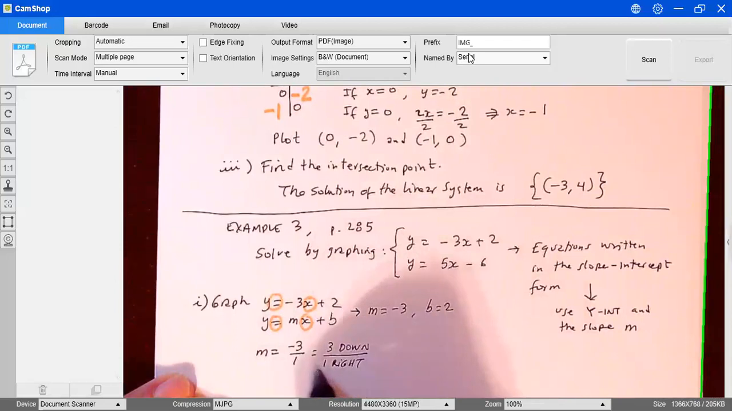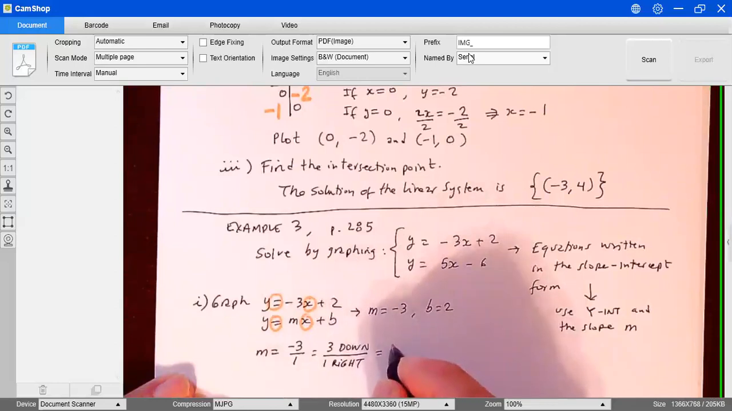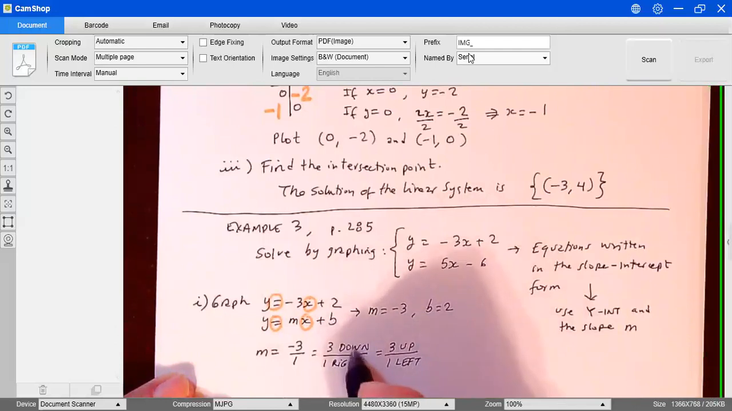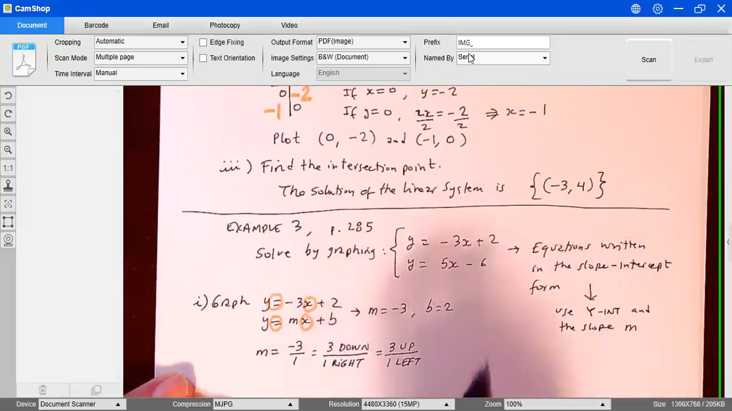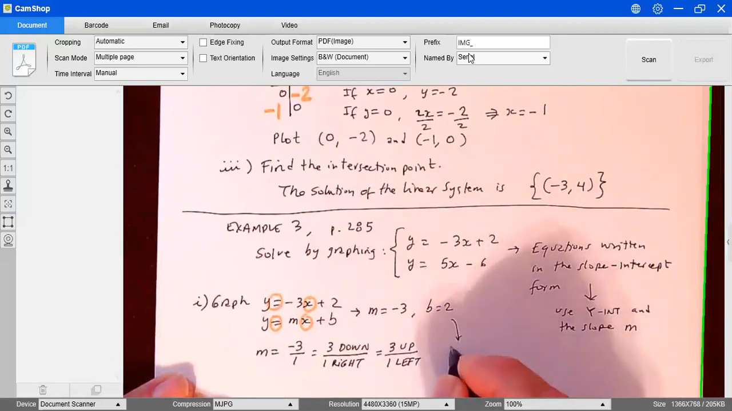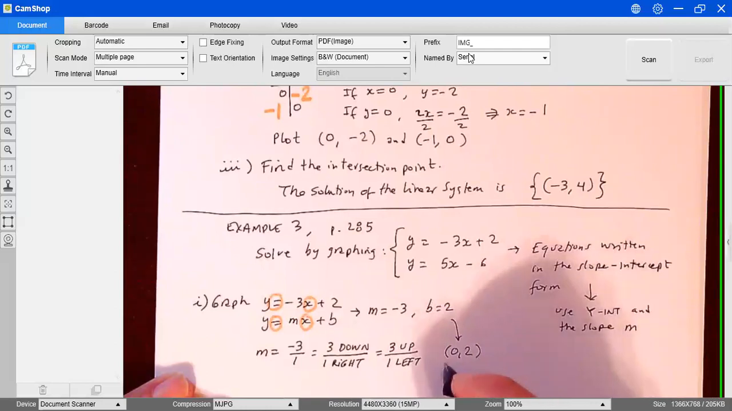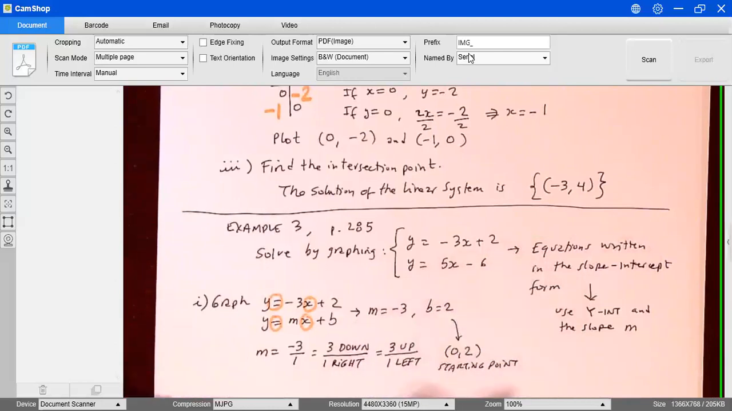So 3 down, 1 right, or you can put the negative sign here and positive here. So this is going to be equivalent to 3 up and 1 left. If you change the direction on both the numerator and the denominator of the jumping recipe, then you're gonna get essentially the same slope. And the starting point is gonna be the point with coordinates 0, 2. That's the starting point. So that's the information that we need to create the first graph.